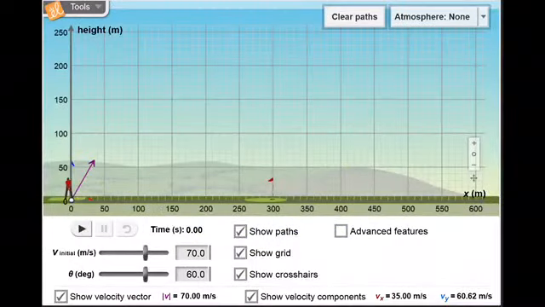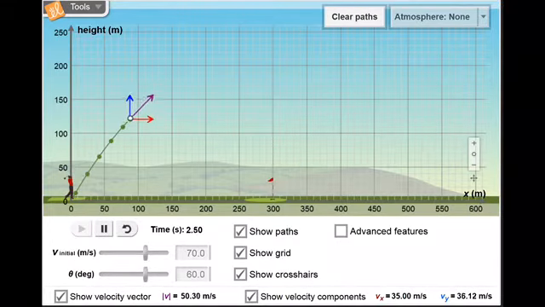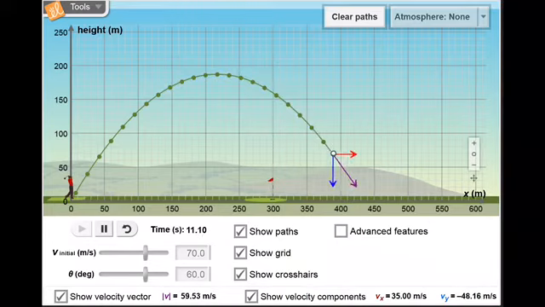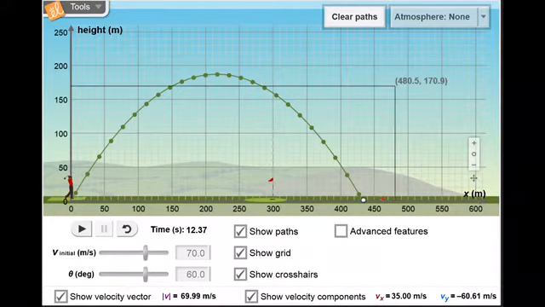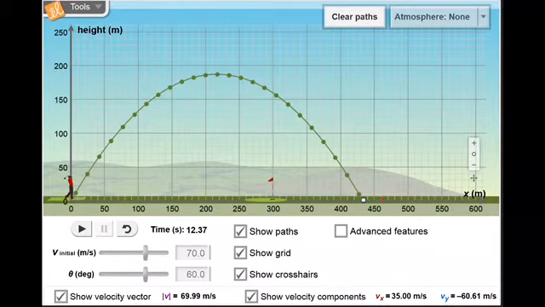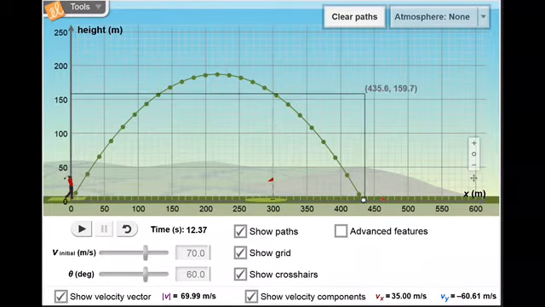Here I have a simulation from Gizmos. So I'm going to show you the motion of a golf ball, and you have to think about it. Ask yourself, how can you describe this motion? So when the object is in motion, the only force acting on it is the force of gravity. The reason is I have chosen the atmosphere as none. There's no air resistance. And the object is in free fall, but this is a two-dimensional projectile motion.